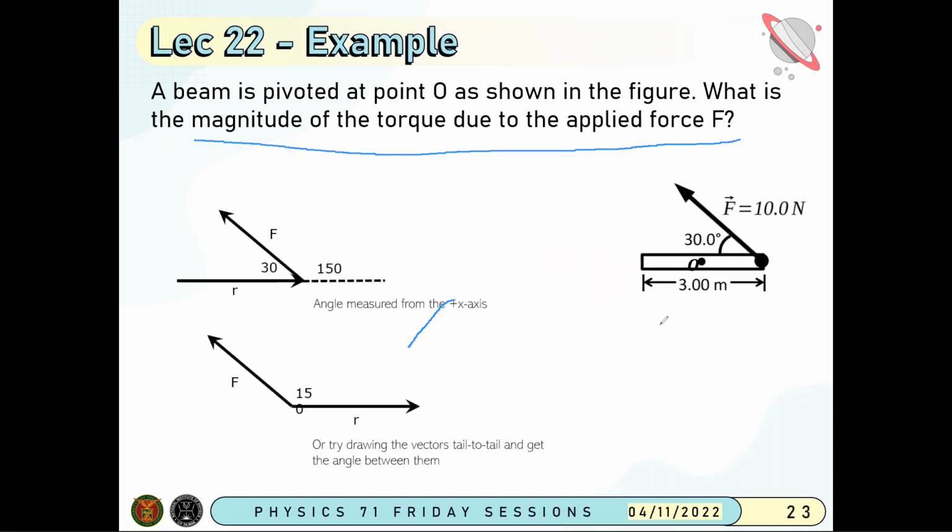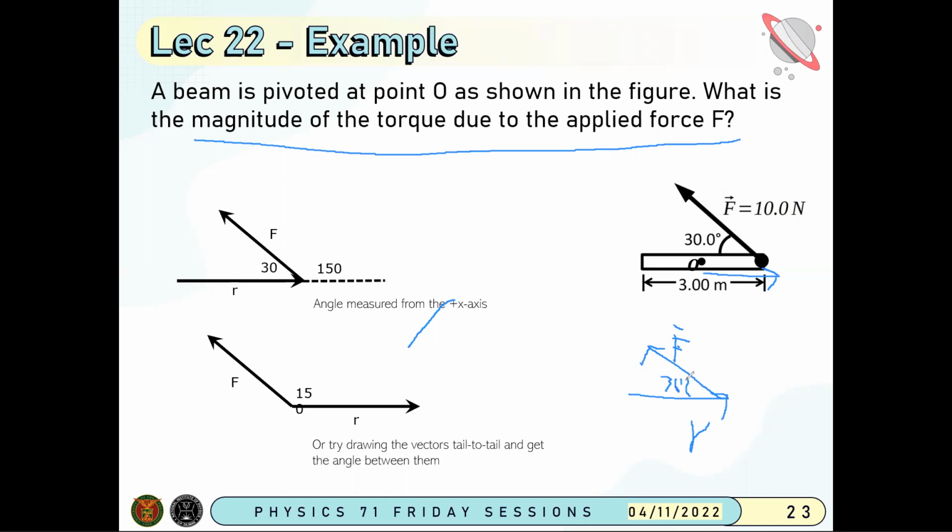So we move that. First, we have to find the R vector. So ito yung ngayon yung R vector. Right? And that is just 1.5 meters. Okay. We can move it tail to tail para makuha natin yung angle. Again, ito yung R vector mo. Initially, yan yon. Ito yung force vector, F.